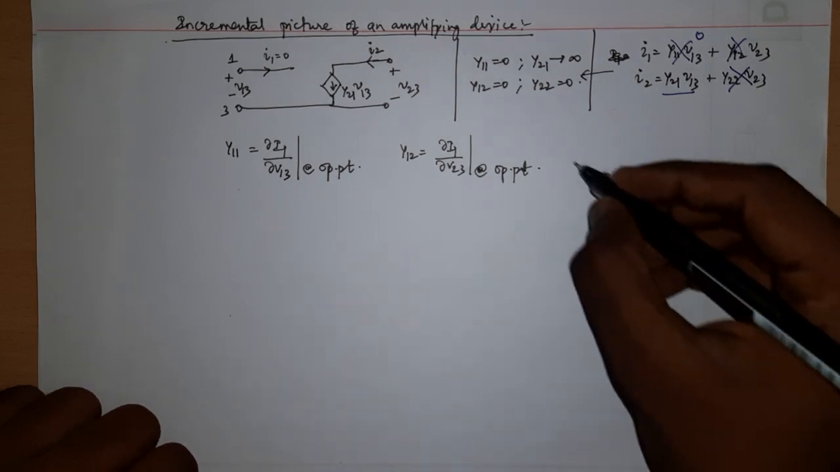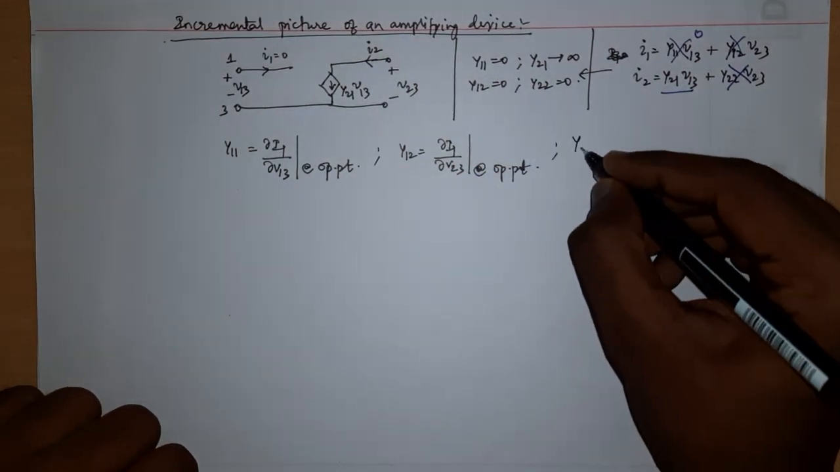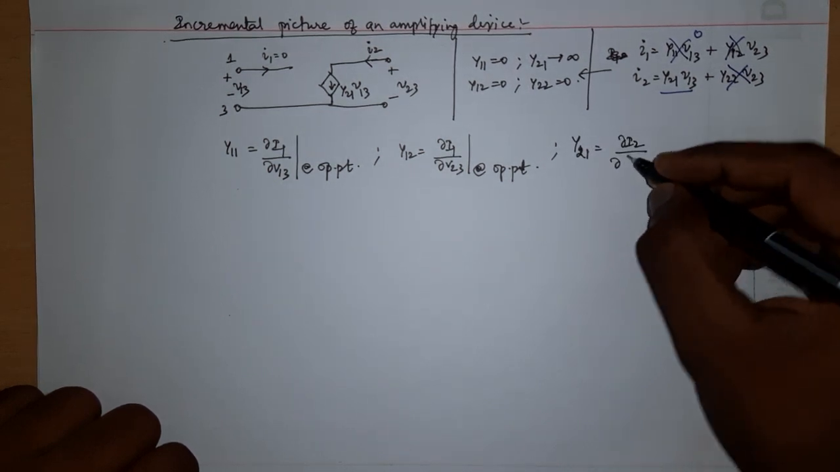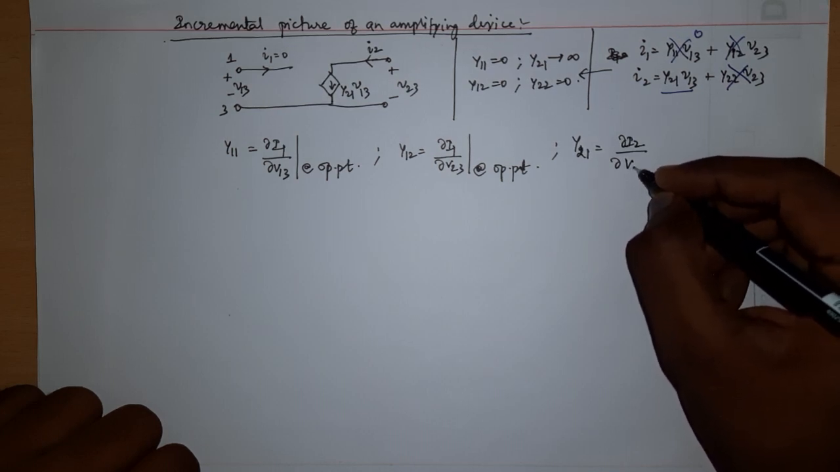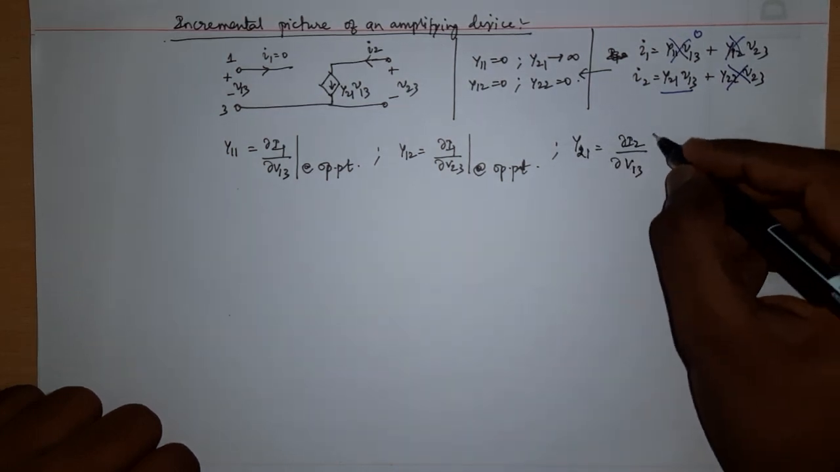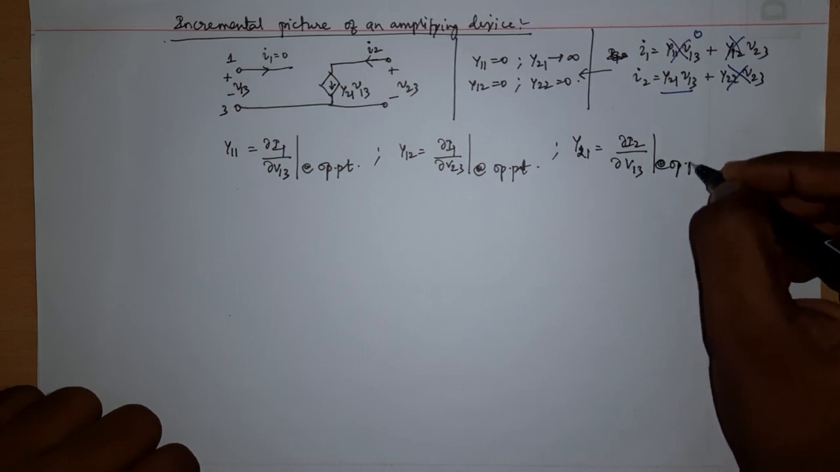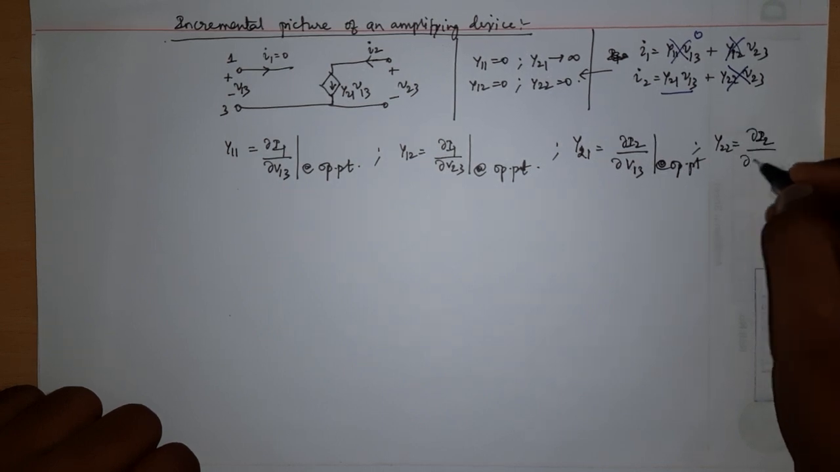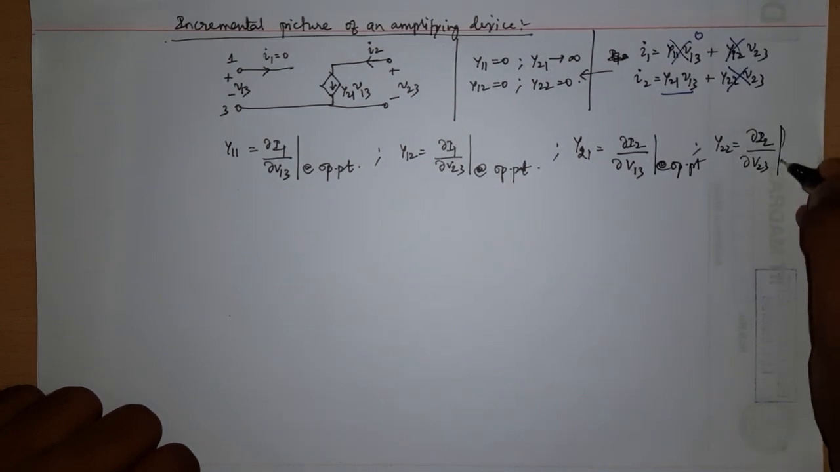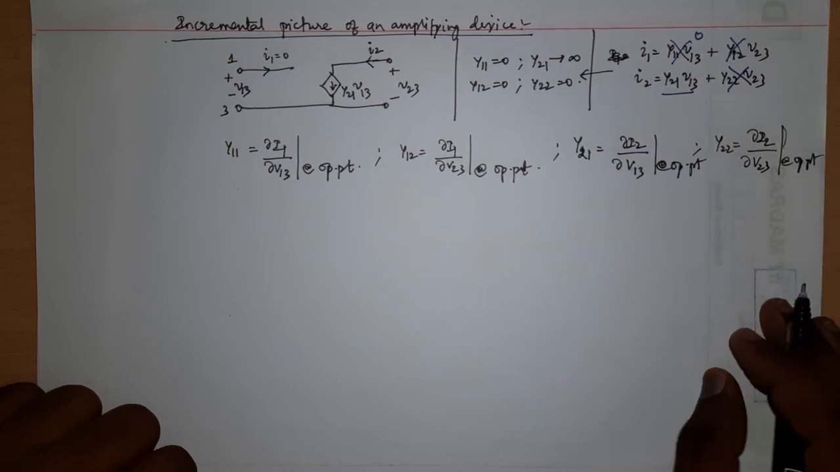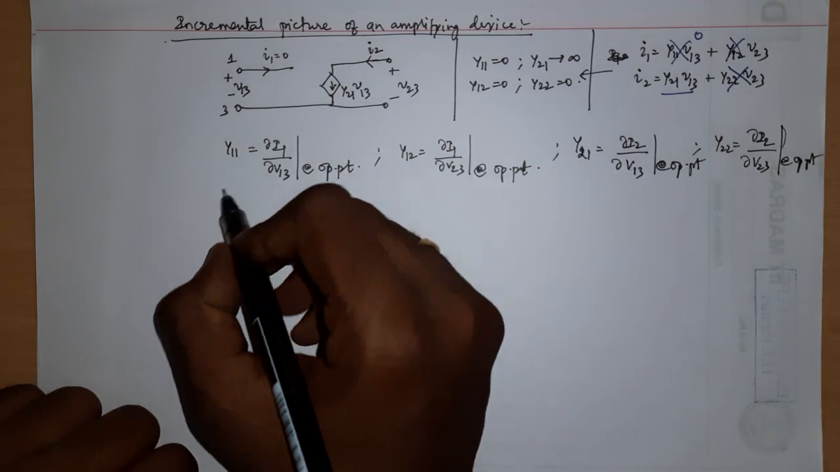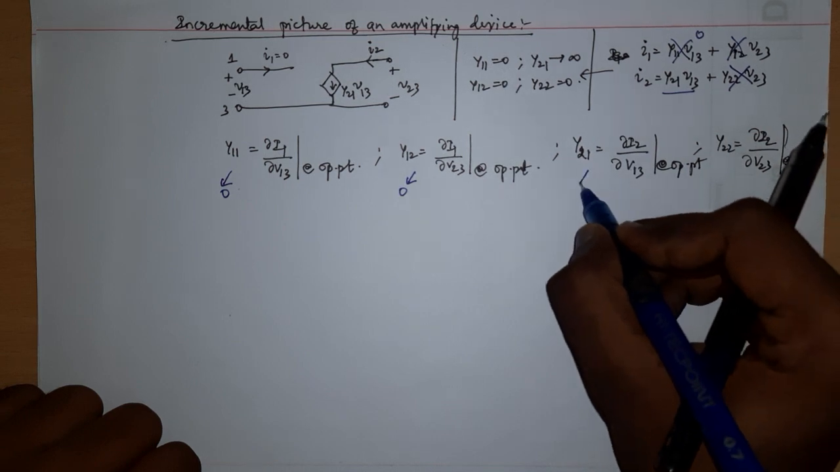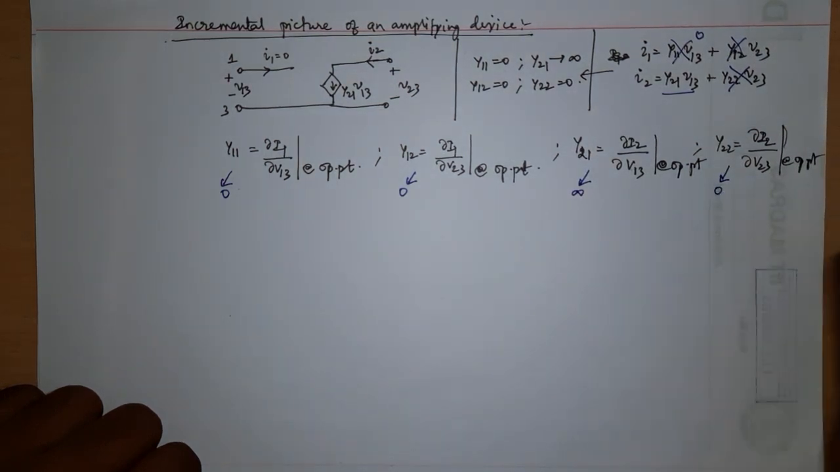Now Y21 is equal to dou I2 by dou V13, at the operating point, and finally Y22 is equal to dou I2 by dou V23 at the operating point. Right, now it's very clear, and I know that this parameter should be 0, this parameter should be 0, this parameter should tend to infinity, this should be 0.